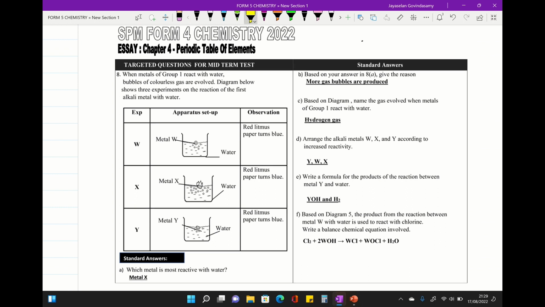Let's check question number 8. When a group 1 metal reacts with water, bubbles of colorless gas are evolved. Here we show 3 experiments. Here a lot of bubbles form, so this is known as potassium. Here less gas bubbles are formed, so this will be lithium and this will be sodium.